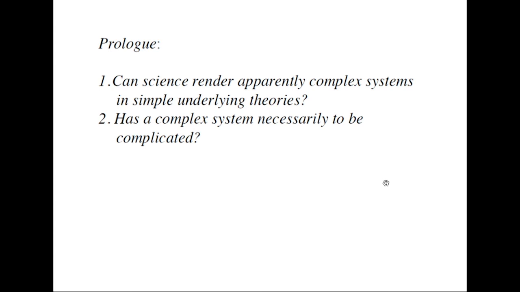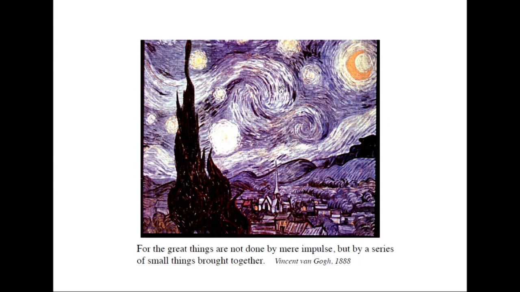And at the end, I will show the vision of an artist of complexity, Vincent van Gogh, where we find again all these elements, the target patterns, the spiral waves, the turbulent state, the standing waves. And his conclusion was, the great things are not done by mere impulse, but by a series of small things brought together, or in other words, from atoms to complexity.